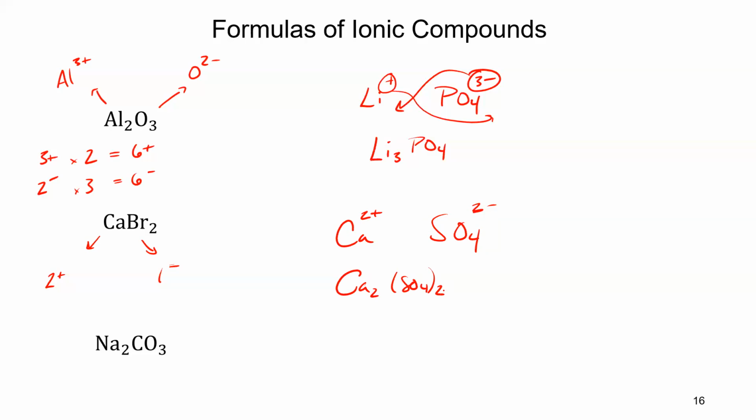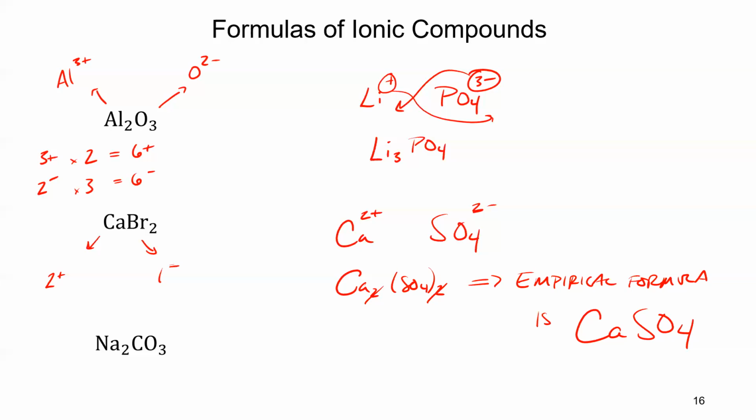Right. But remember, we always want to write our ionic compounds in their empirical formulas. And so we're going to just take all those 2's away: CaSO4. Okay? And again, we don't need the parentheses as long as we only have 1 of a particular polyatomic.